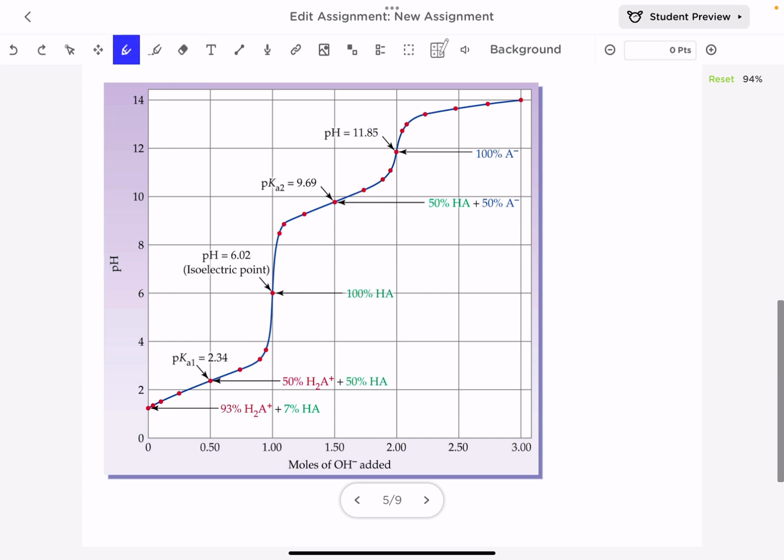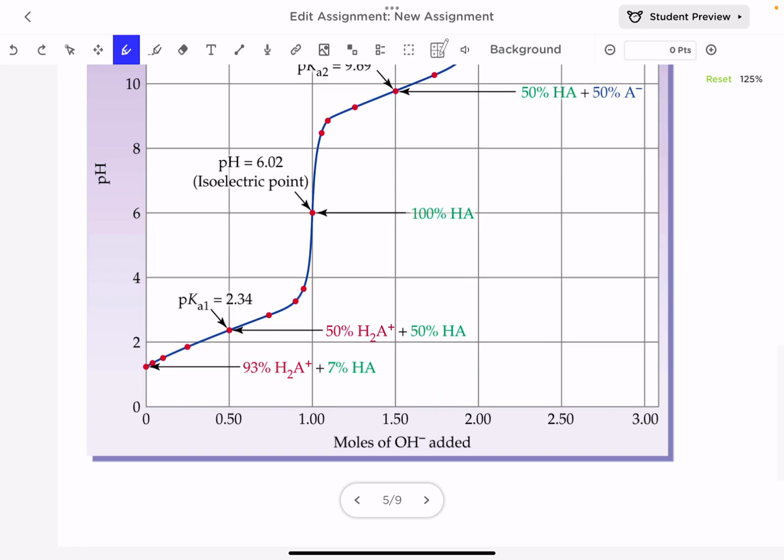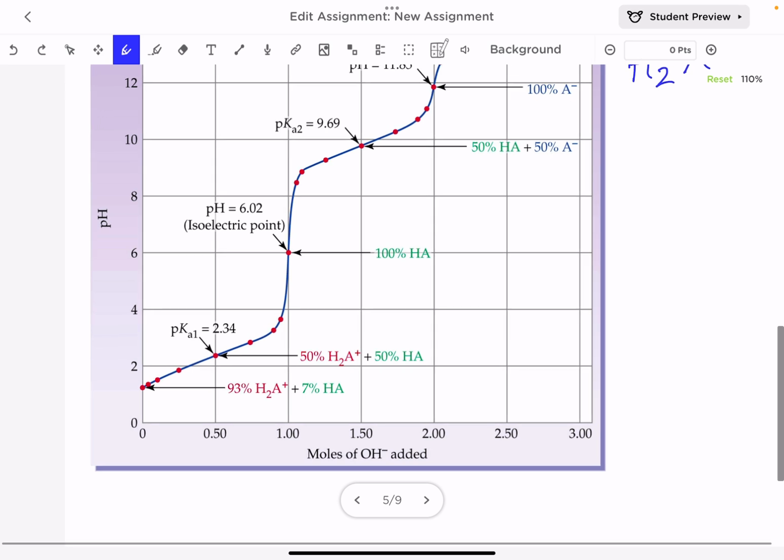So in this given graph, we have two equivalence points. So we are dealing with a diprotic acid. Okay? So we have two ionization steps. Now in weak acids or polyprotic acids, we are always concerned to know the equivalence point and to know the pKa of every step. So here is the first equivalence point over here.